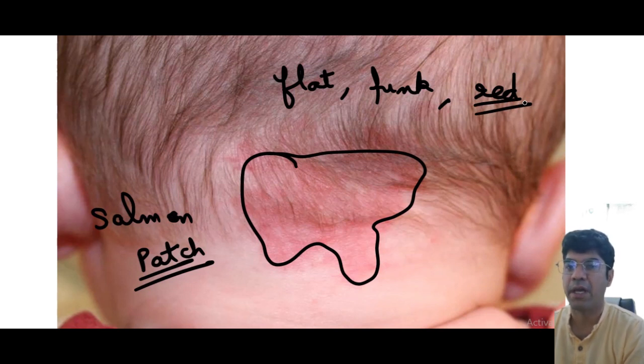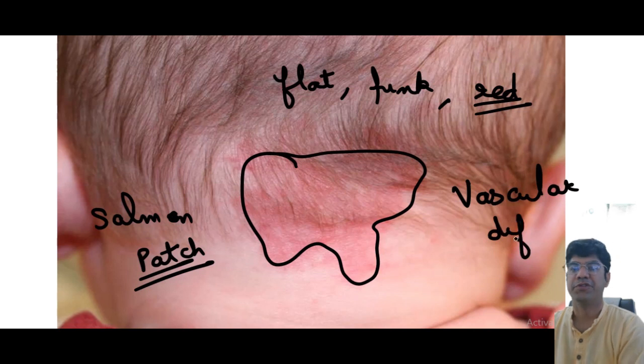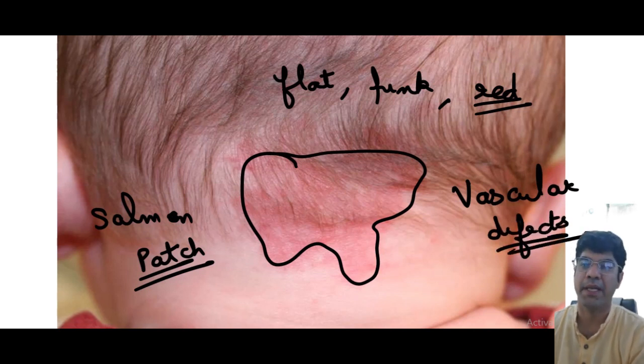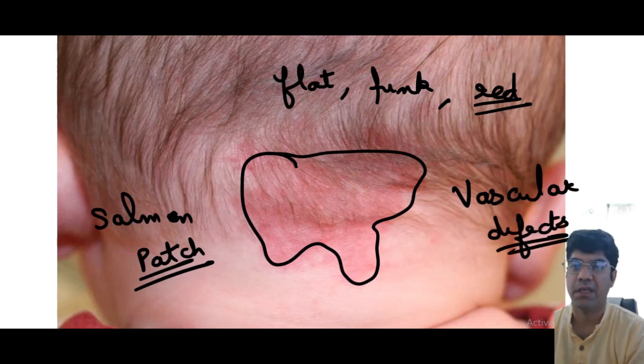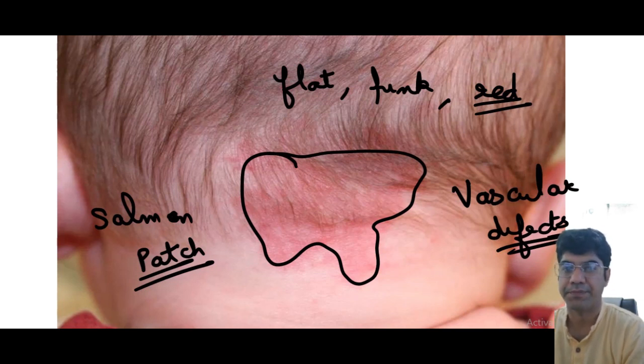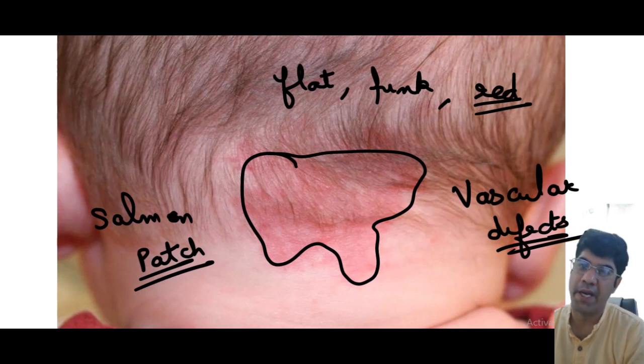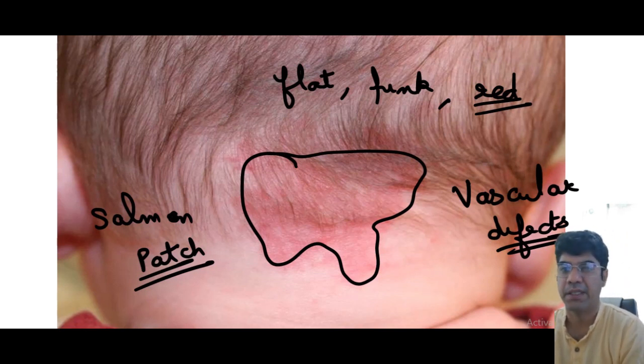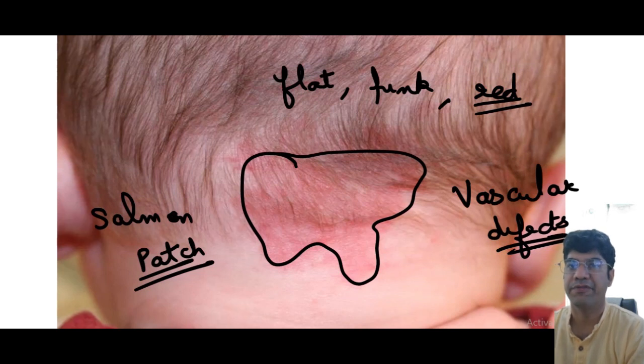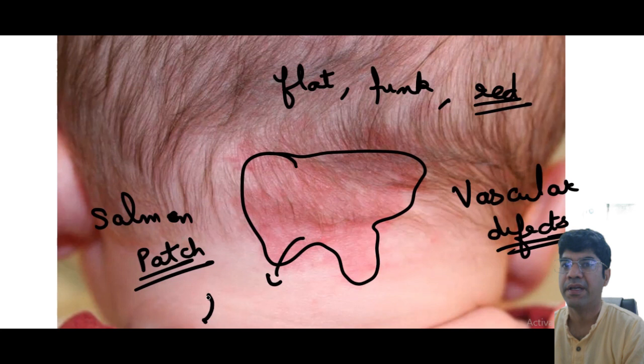Remember, these salmon patches are caused by vascular defects. Specifically, they result from capillary malformation where small blood vessels are more visible under the skin. Commonly seen on the nape of the neck, forehead, eyes, etc. Most of them fade. Remember, they fade away with time.